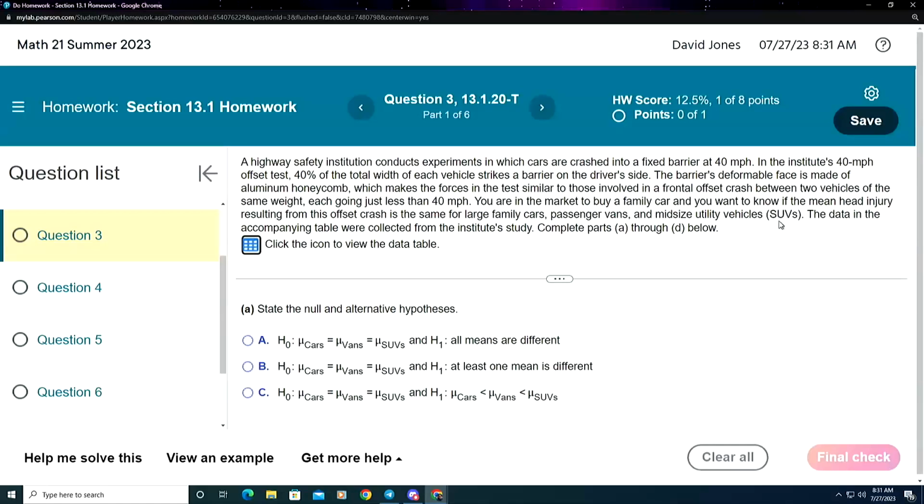So that's not like trivial. The data in the accompanying table were collected from the Institute's study. So this, I guess they're checking the seatbelt? Because otherwise, the chair will break.